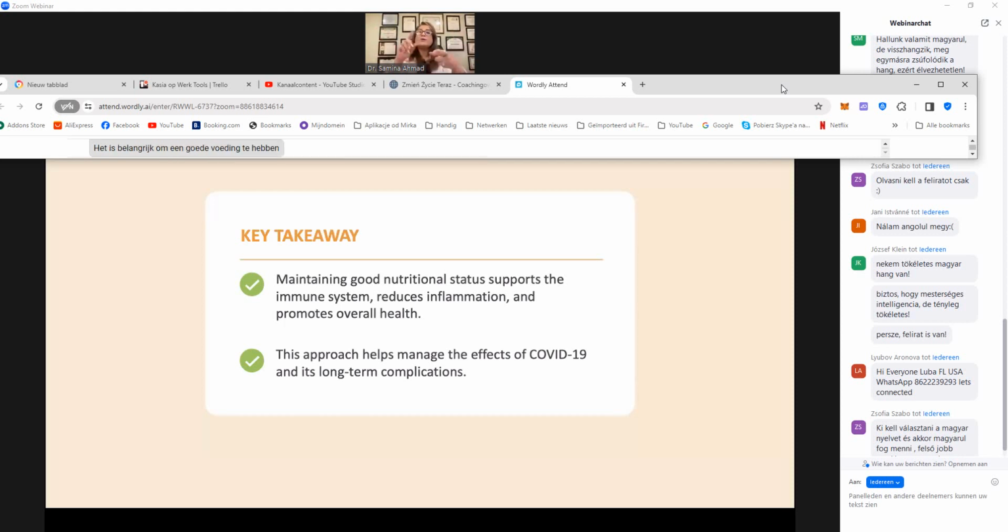Why? To help your immune system, to reduce inflammation, for overall health. And what is the approach for COVID-19 and how we can get rid of the long-term complications? The approach is to definitely follow a lifestyle where you are literally abiding by the principles of good nutrition.